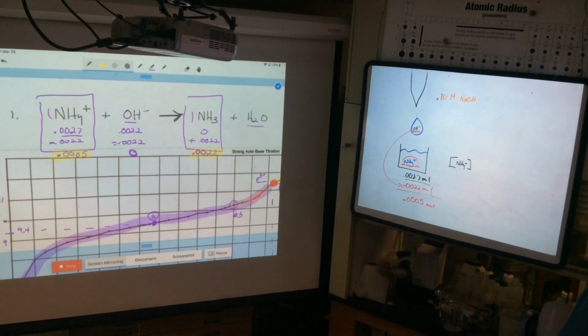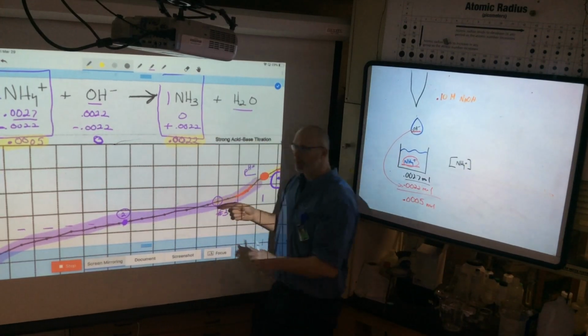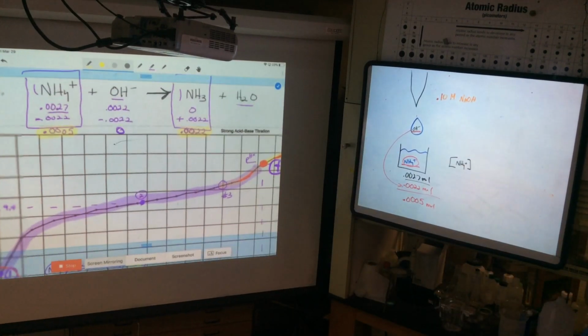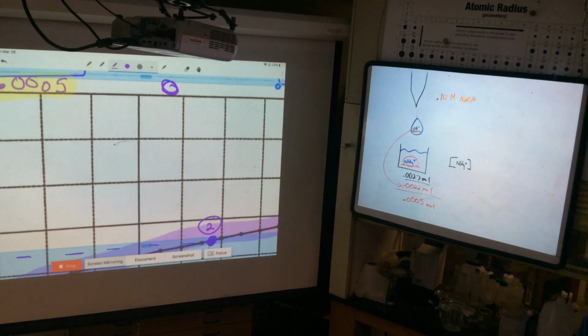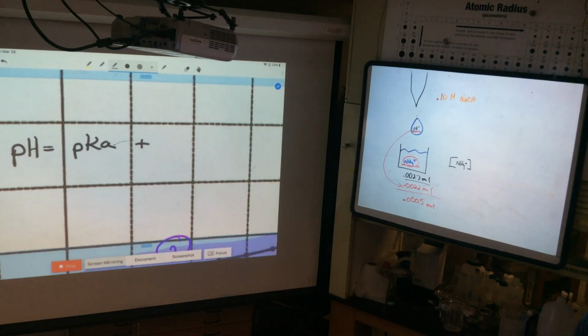Now, here's the cool part. Instead of converting these to a molarity, doing an equilibrium problem and figuring out the pH, all we need is the Henderson-Hasselbalch equation. Let's go do that. What is the Henderson-Hasselbalch equation? It's given to you in your reference table. The pH equals the pKa plus the log of the conjugate base, the A negative, over the HA, which is the conjugate acid.